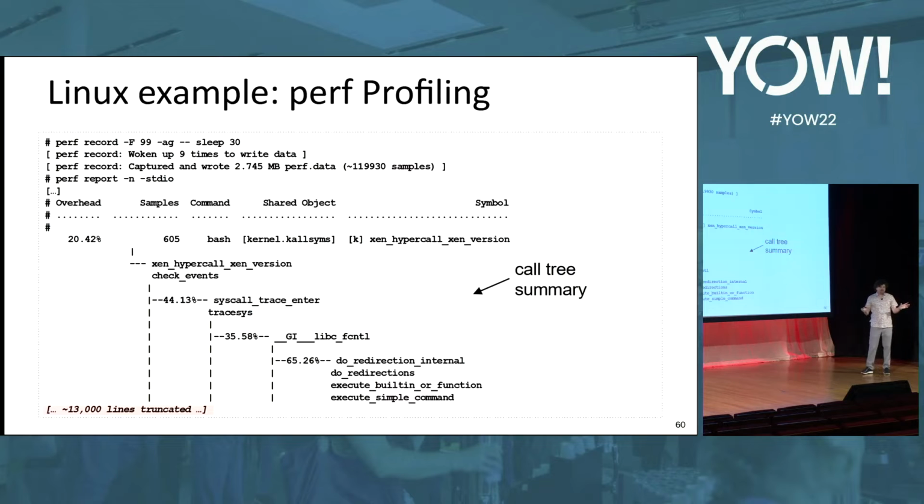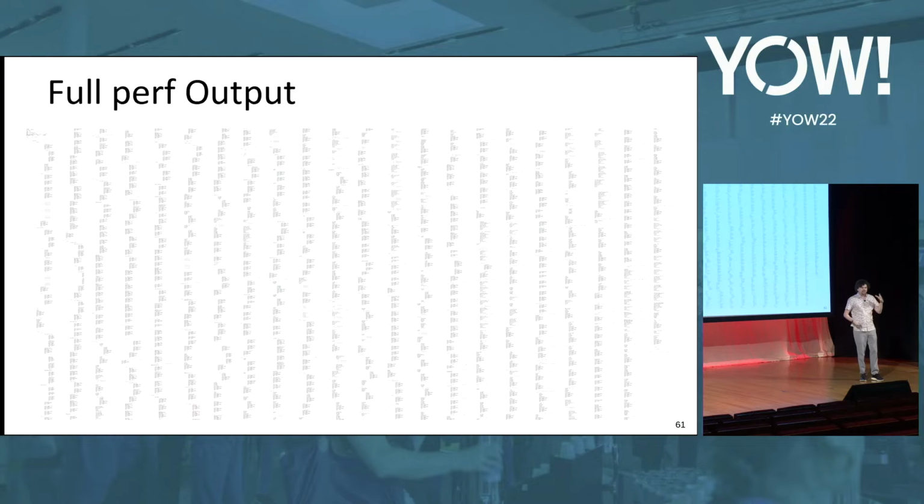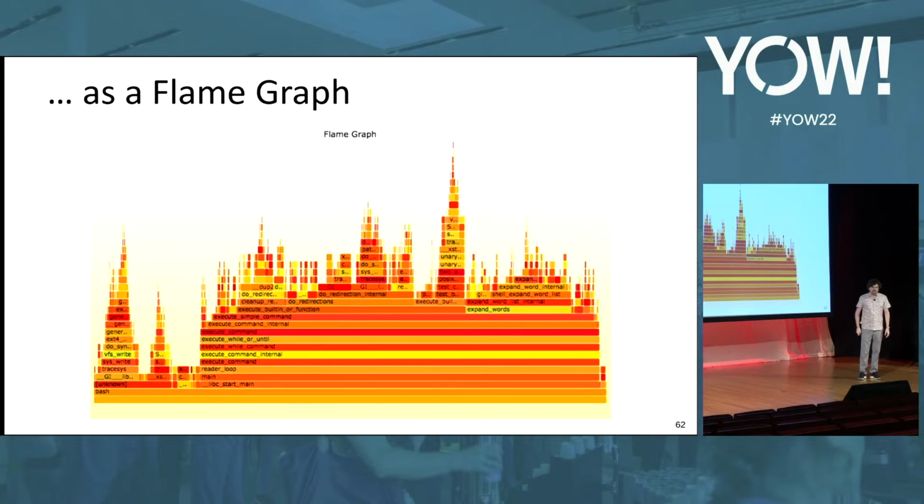So as an example, what that looks like on Linux perf profiling, it aggregates things a bit better than the other profiler I was using, so it does this hierarchy, a call tree summary, but that's still the output of a perf run. It's too much data. And there's an example flame graph.